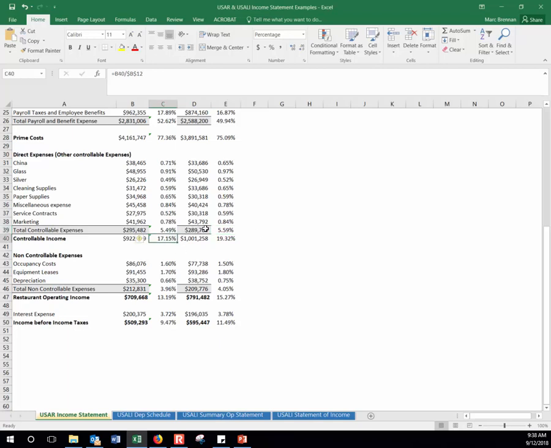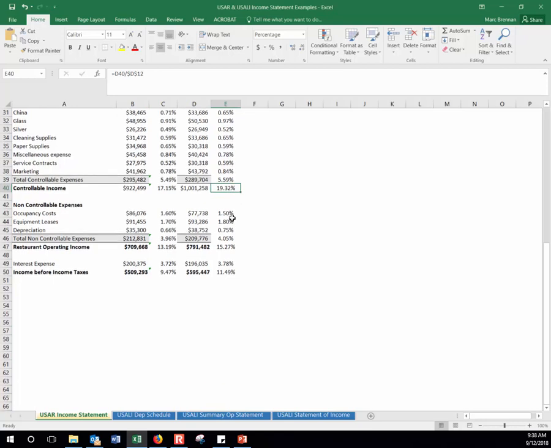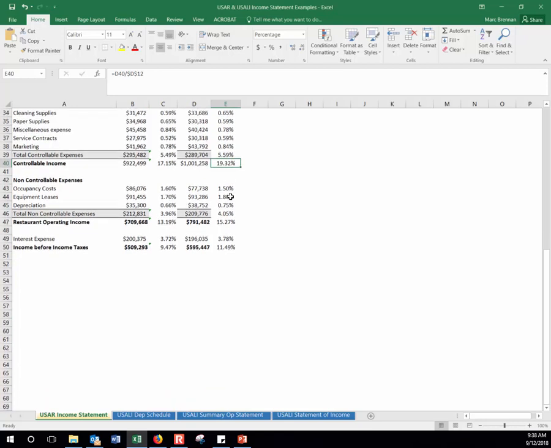While they were lower, notice that it's actually a higher percentage of total revenue because we had less revenue. Our controllable income is actually lower from year to year in dollars. But if you take a look, our controllable income is 17.15% of total revenues in 2011, and in 2012 it's higher. So we're doing better as a percentage.